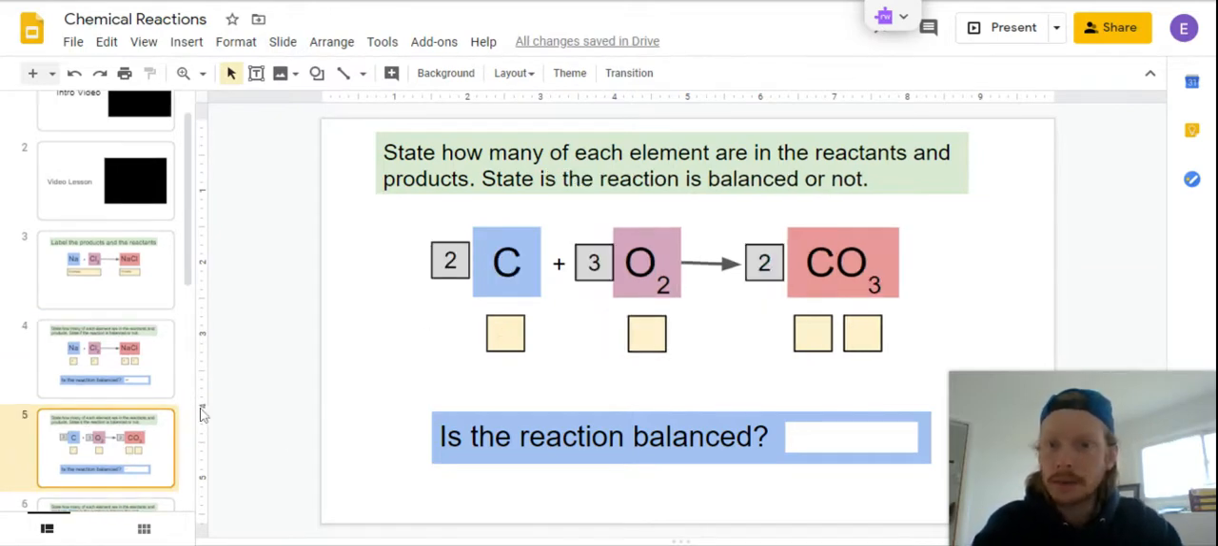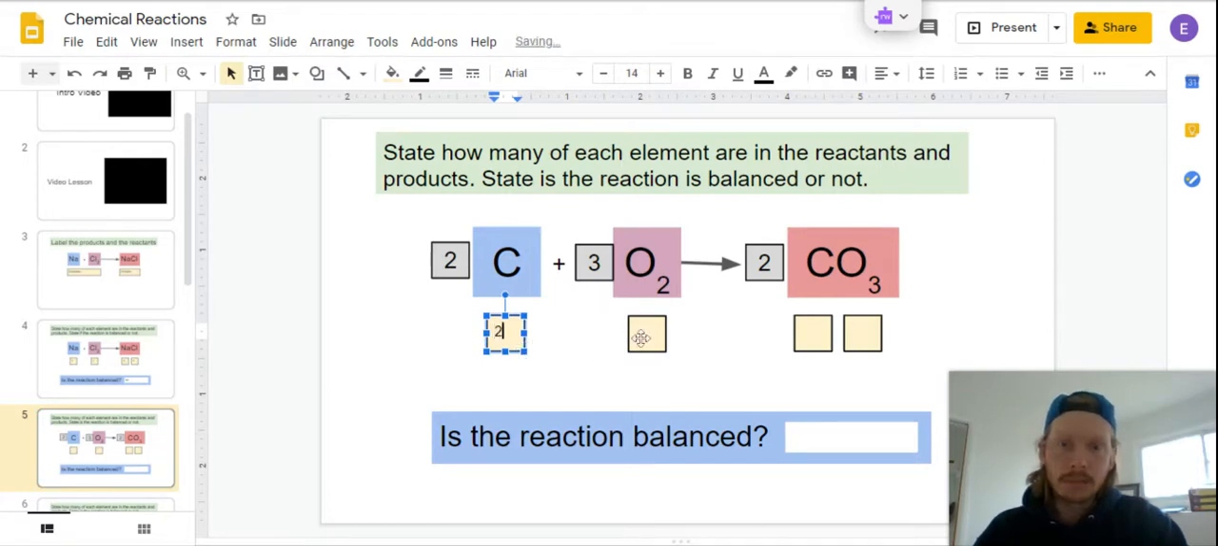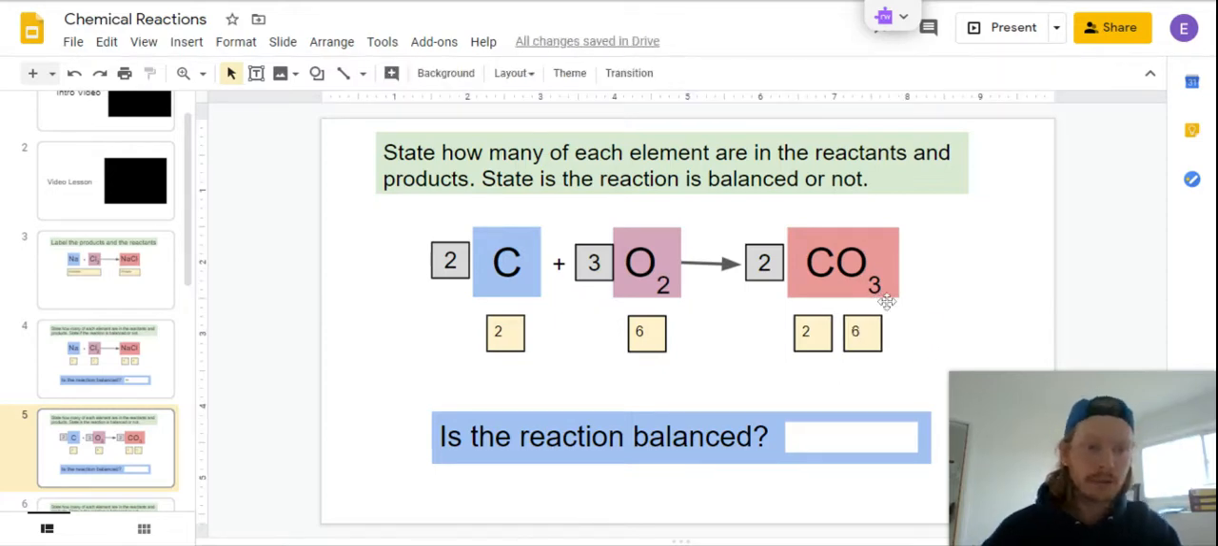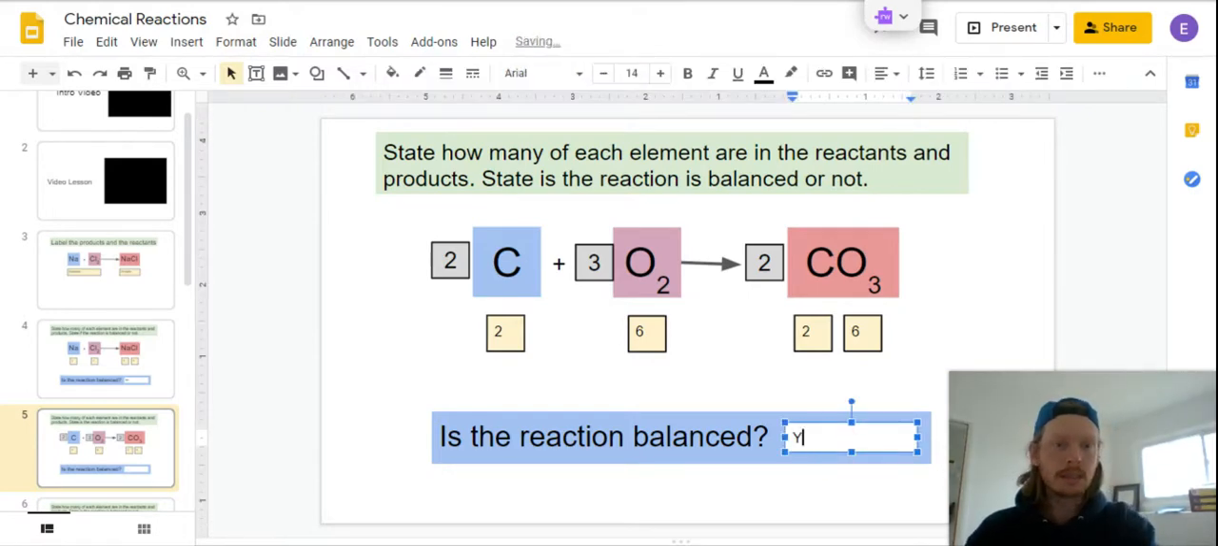Okay, this next one, same idea. Is it balanced? Is it not? We just need to state how many are there. We have two groups of carbon, so we have two carbon. We have three groups of two, which gives us 6 oxygen. Okay, we have two groups of carbon, which again gives us 2, and we have two groups of 3 oxygen, which gives us 6. So some bigger numbers there, right? We haven't seen a 6 before, I don't think. So 2 carbon, 2 carbon. Perfect. 6 oxygens, balanced. Awesome. Yes, this is balanced.